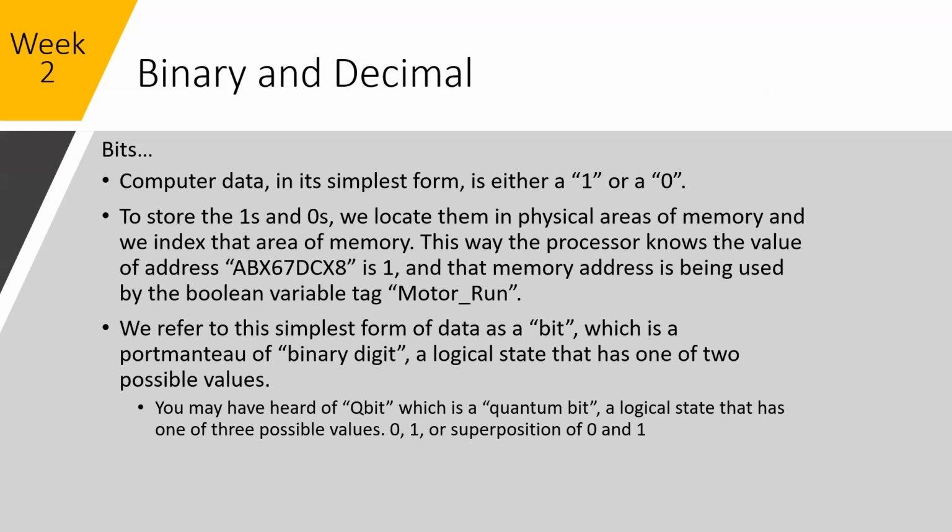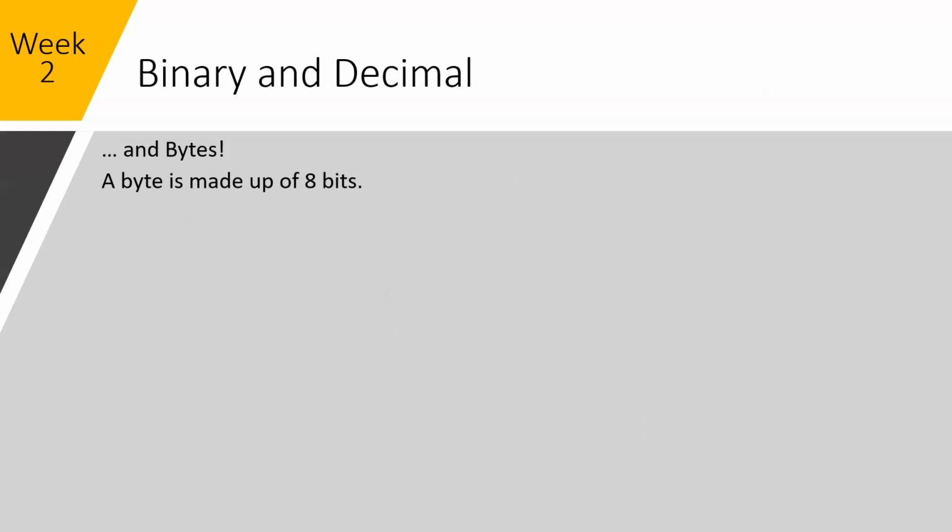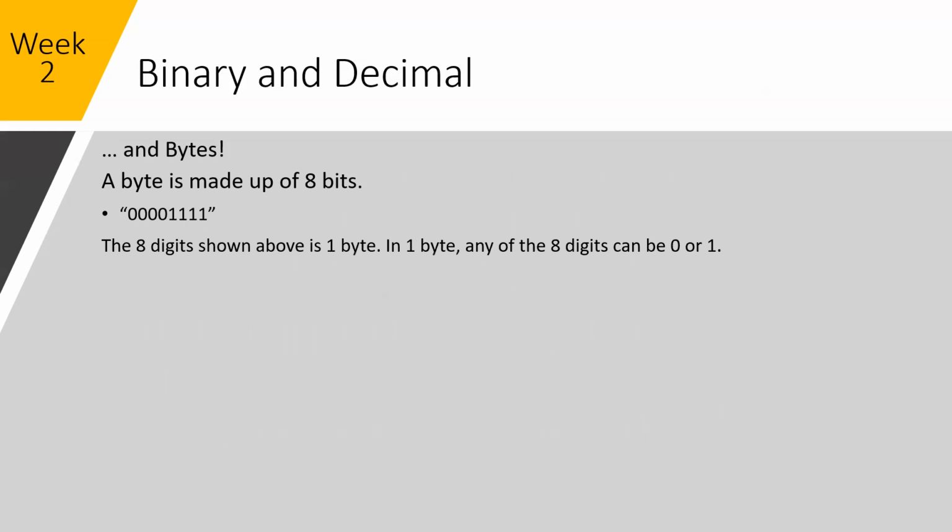Ignoring the qubit part, does the binary bit make sense to everyone? It's really just either on or off, and binaries, bits, and booleans are all used interchangeably in PLCs. So in ControlLogix, the bit is stored as a bool data type. Bytes. So a byte is 8 bits. So 4 zeros and 4 ones, that is a byte. The 8 digits shown above is 1 byte. In 1 byte, any of the 8 digits can be 0 or 1.